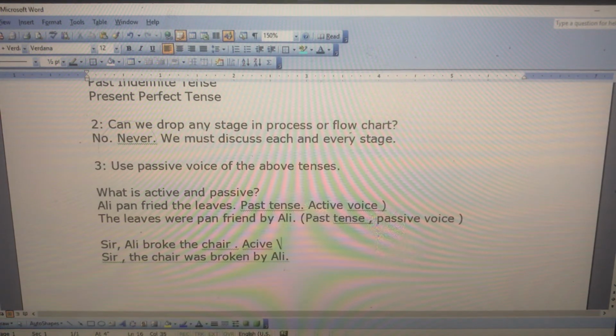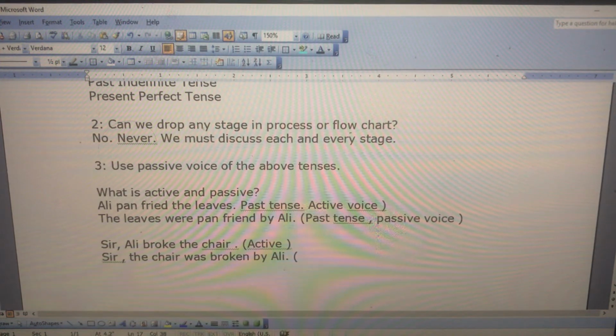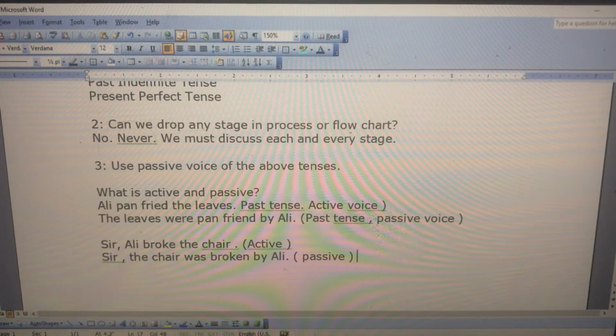Now, what is the difference between these two sentences? Who can tell me? What is the message in active voice and what is the message in passive voice? Amir Zaid told me in active voice, "Sir, Ali broke the chair." The same reply, but Hamad is telling me, "Sir, the chair was broken by Ali." So what is the difference between active and passive voice in these two sentences? Do they have the same meaning or different meanings?